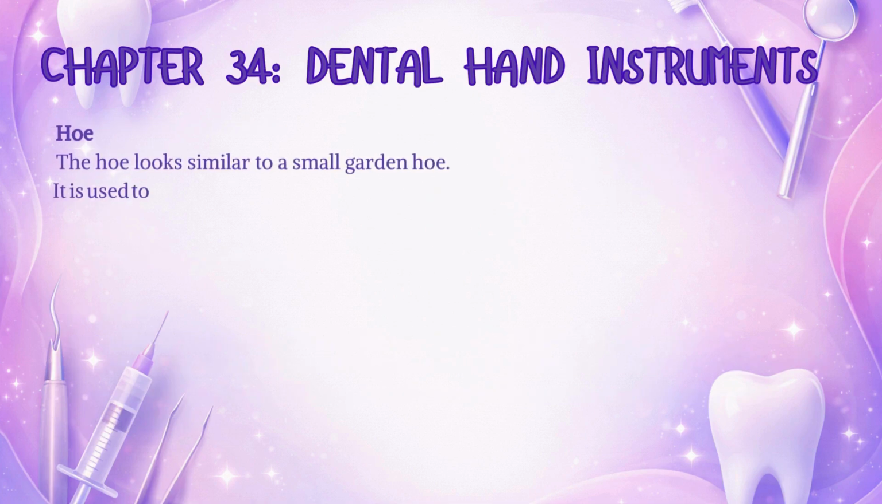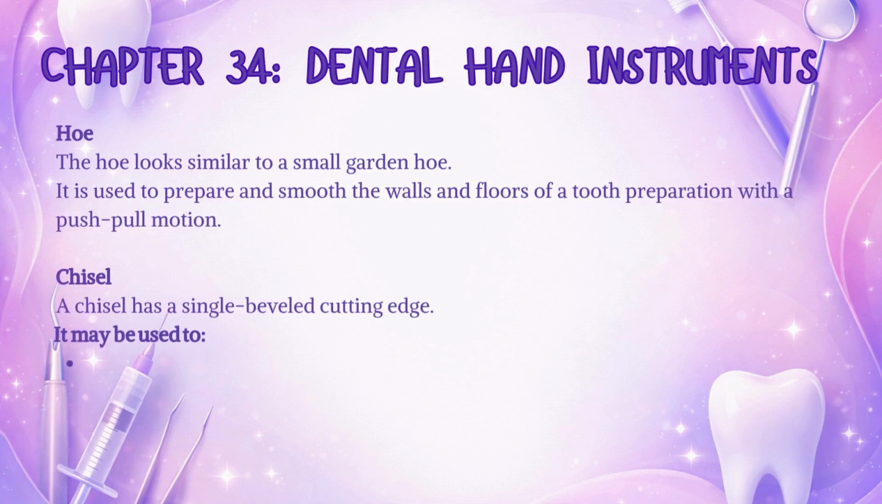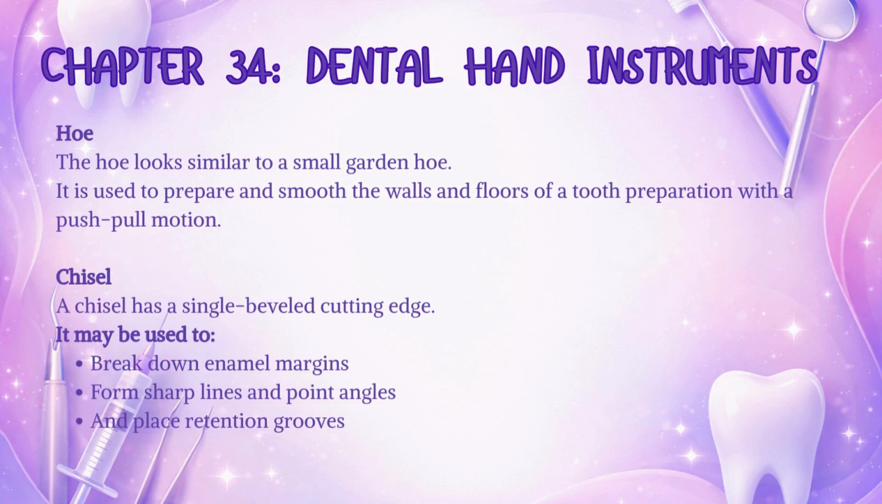Now, the hoe looks similar to a small garden hoe, and it is used to prepare and smooth the walls and floors of a tooth preparation with a push pull motion, while a chisel has a single beveled cutting edge and is used to break down enamel margins, form sharp line and point angles, and place retention grooves.